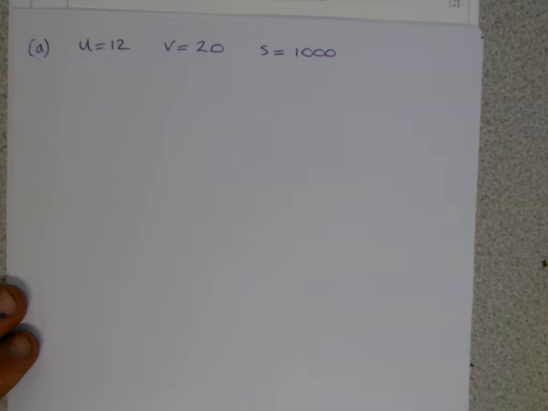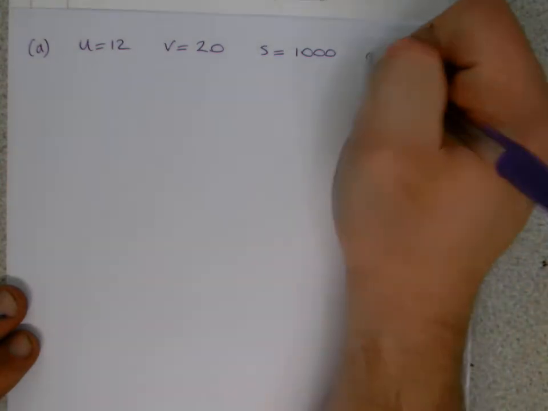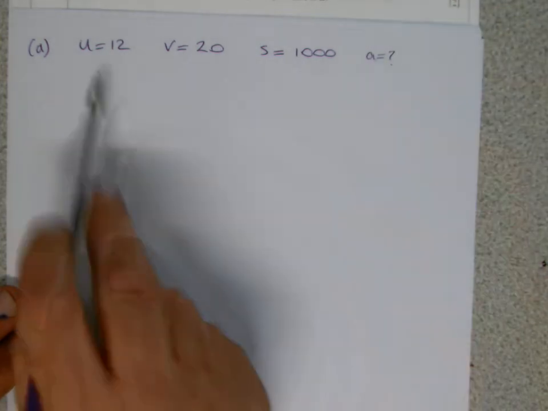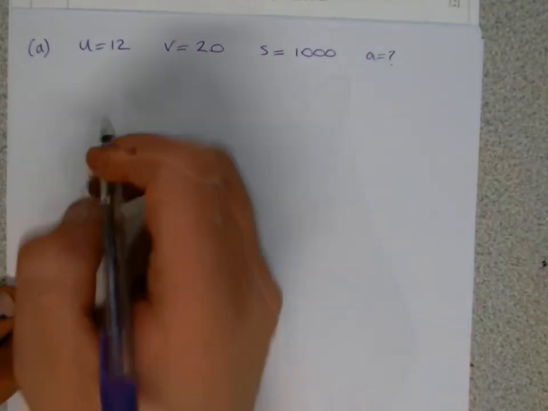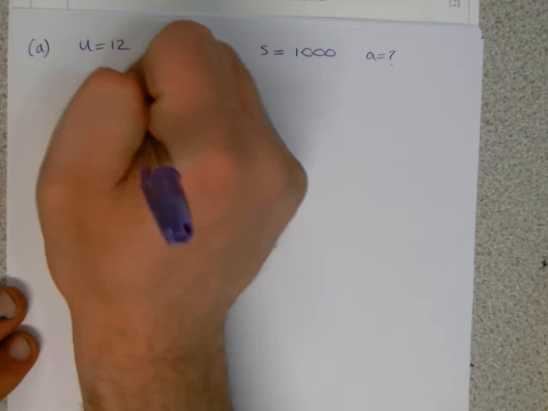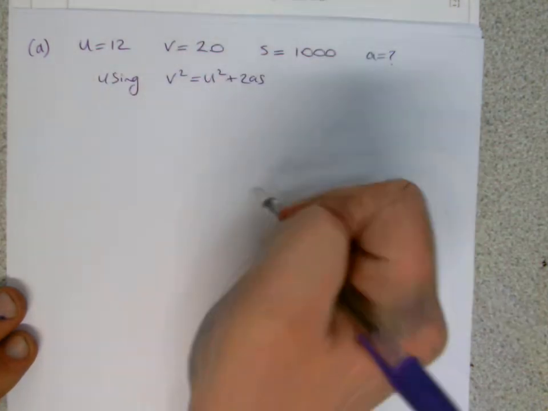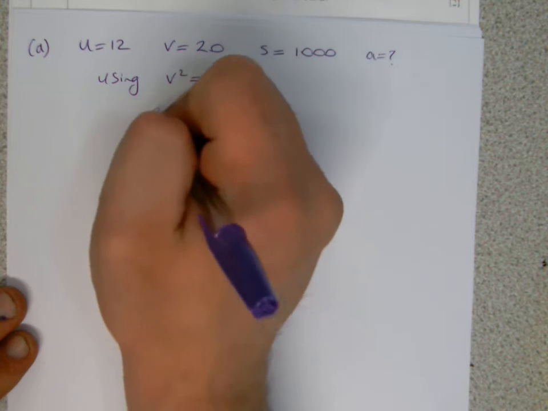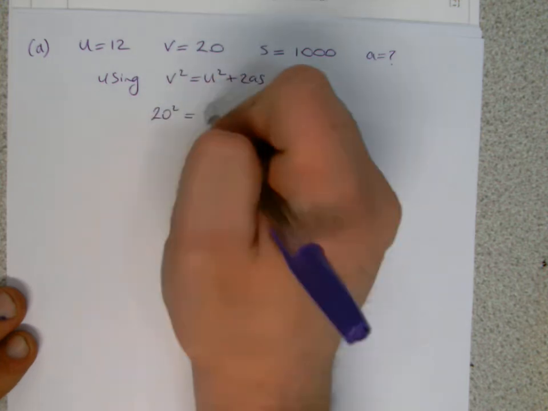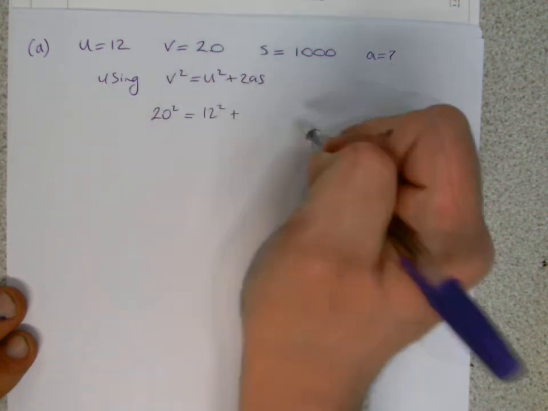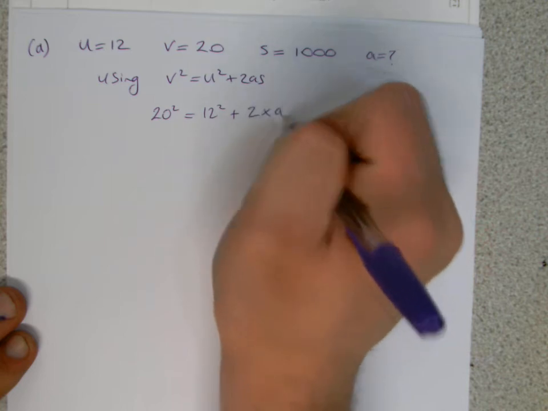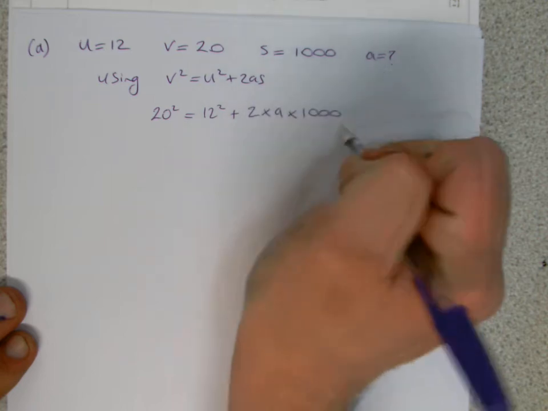Part A then says show that the acceleration of the vehicle is 0.128. So we want a. If we know u, v and s, we can get a by using v squared equals u squared plus 2as. So v is 20, so 20 squared. u is 12, so 12 squared, plus 2 times a times 1,000 for s.